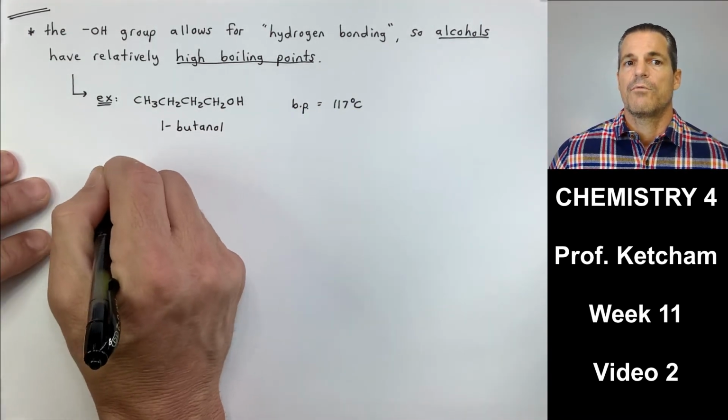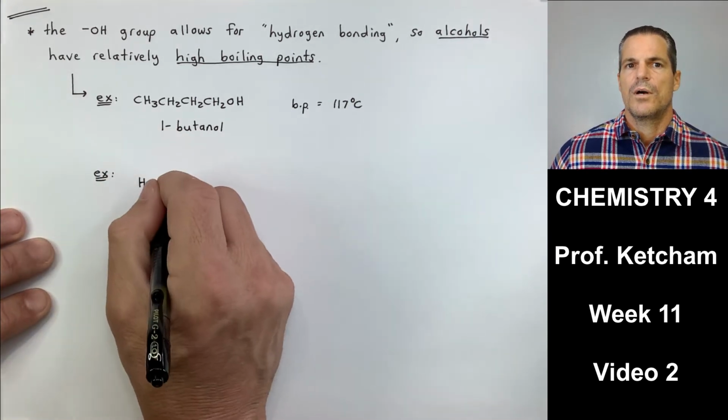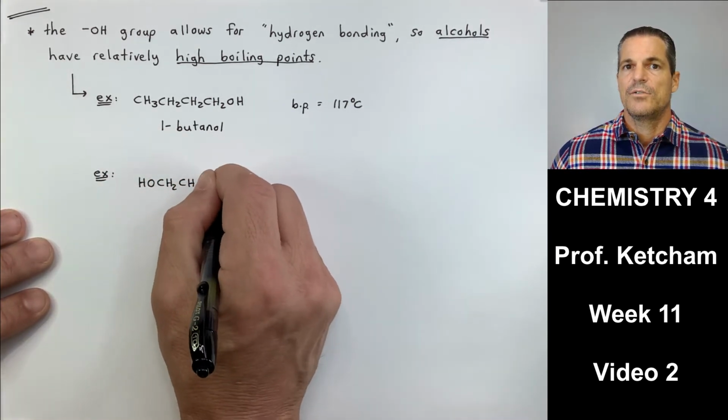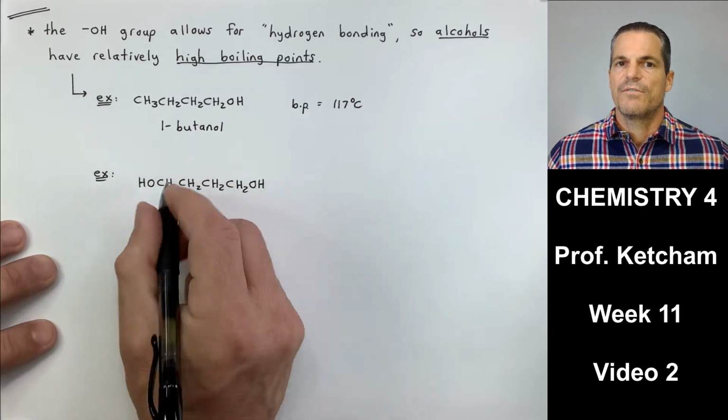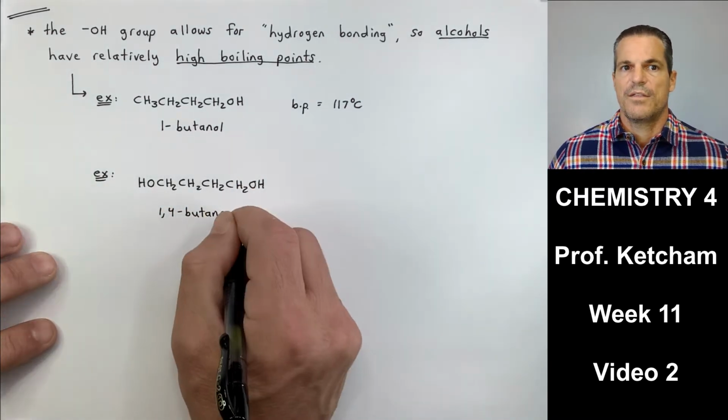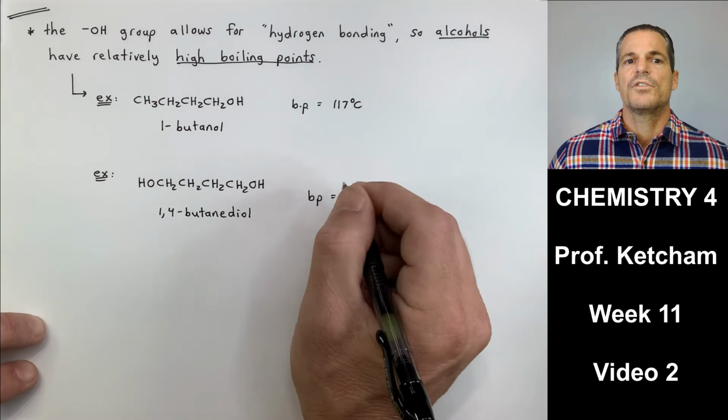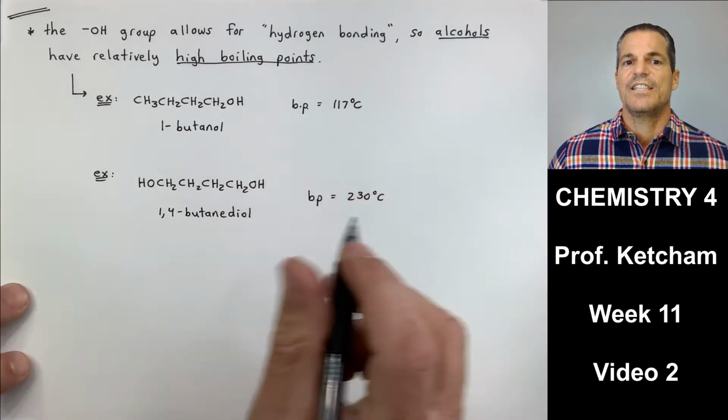So alcohols have relatively high boiling points. Well, a high boiling point means you have a very good attraction for molecules within one another. All right. So, for example, 1-butanol, boiling point 117.